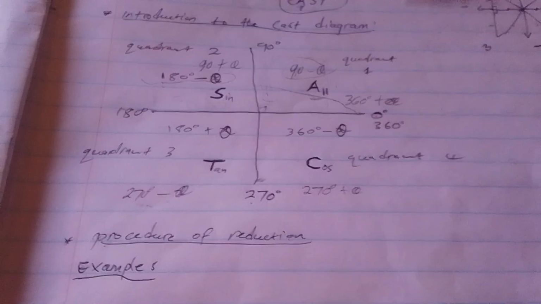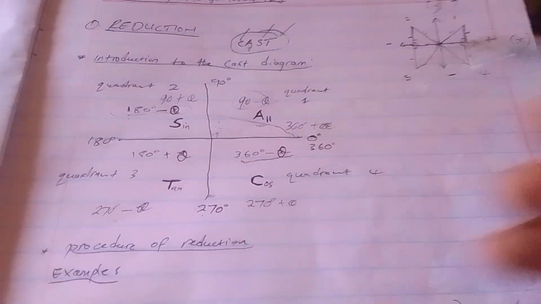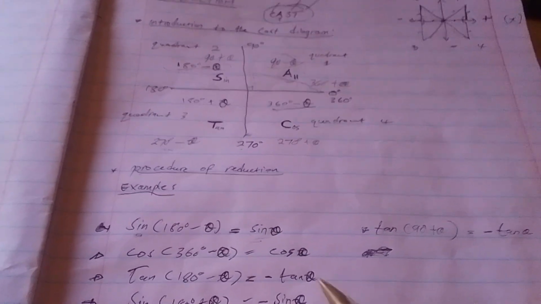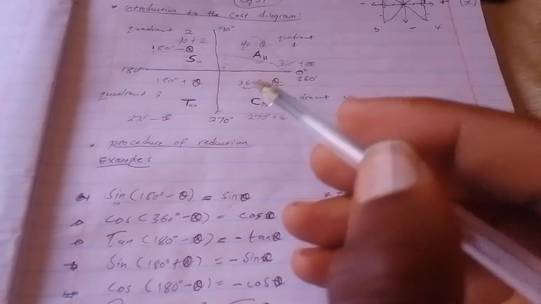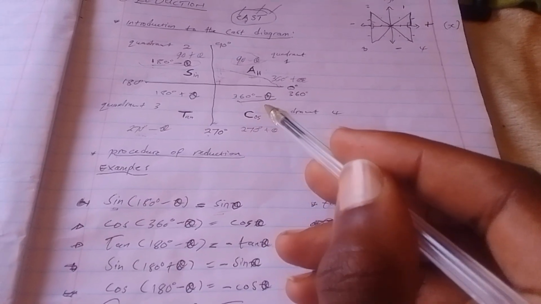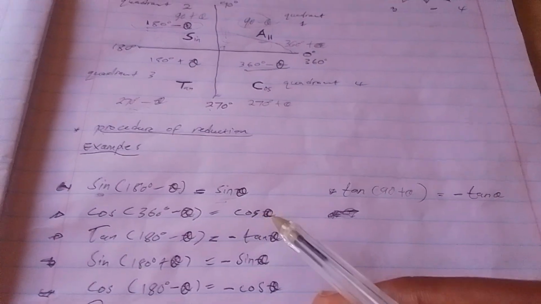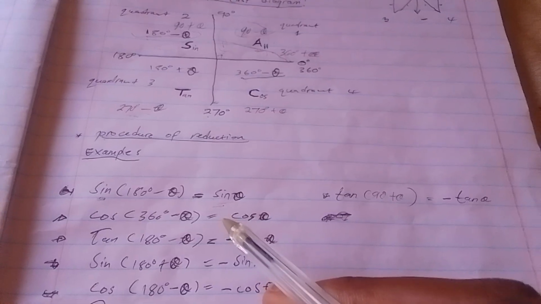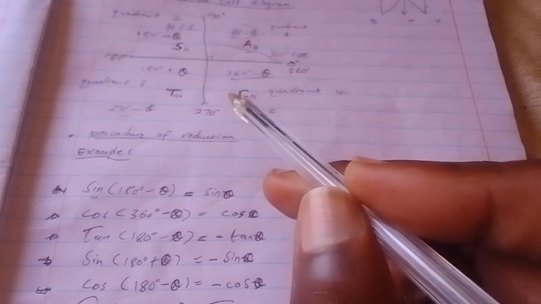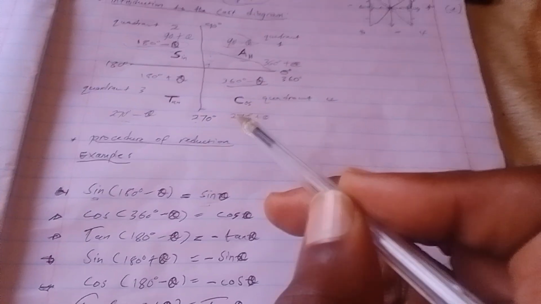On our CAST diagram, 360 minus theta is on our fourth quadrant. Here it is, guys. So then it's cos, right? It's on our fourth quadrant, and on our fourth quadrant only cos is positive. Then the rest, they are what? They are negatives. So okay, let's go. It's cos theta, and it's a positive trigonometric ratio because it follows the principle of cos being positive on our fourth quadrant.